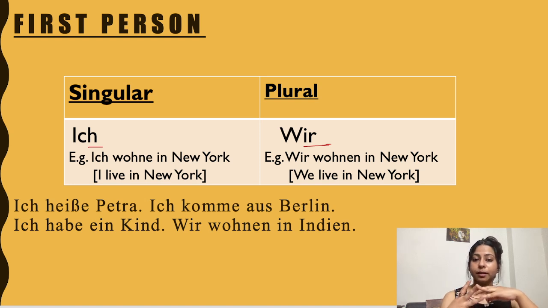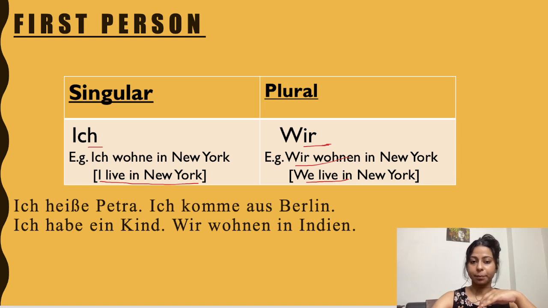So ich wohne in New York. I live in New York. And wir wohnen in New York. We live in New York. Hence, ich and wir are two personal pronouns of first person, singular and plural.